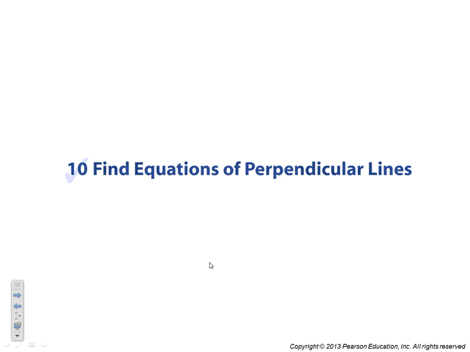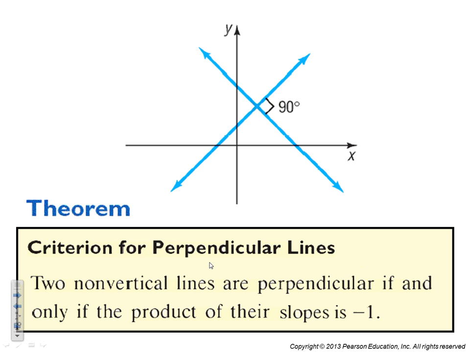Equations of perpendicular lines. Remember, this is an entire chapter. Perpendicular lines, when you multiply their slopes together, you get -1. So the product of their slopes is -1. Highlight this. So perpendicular, product of their slopes is -1. We also say that their slopes are negative reciprocals of each other.